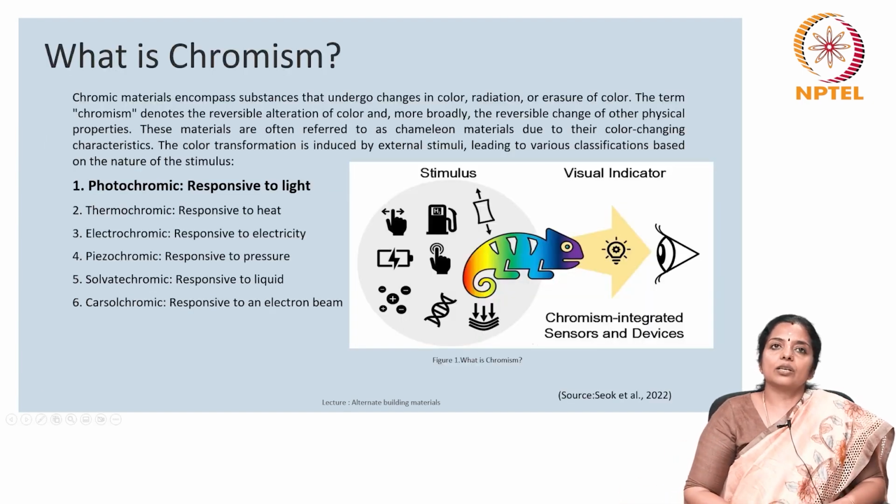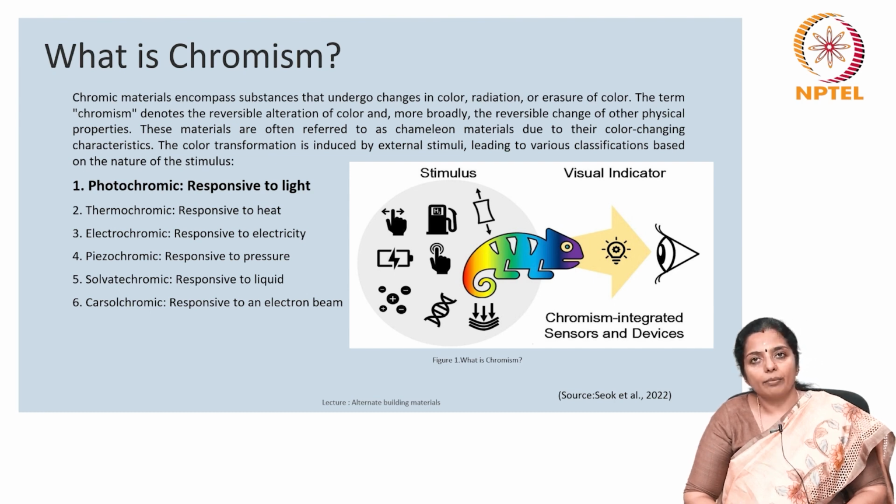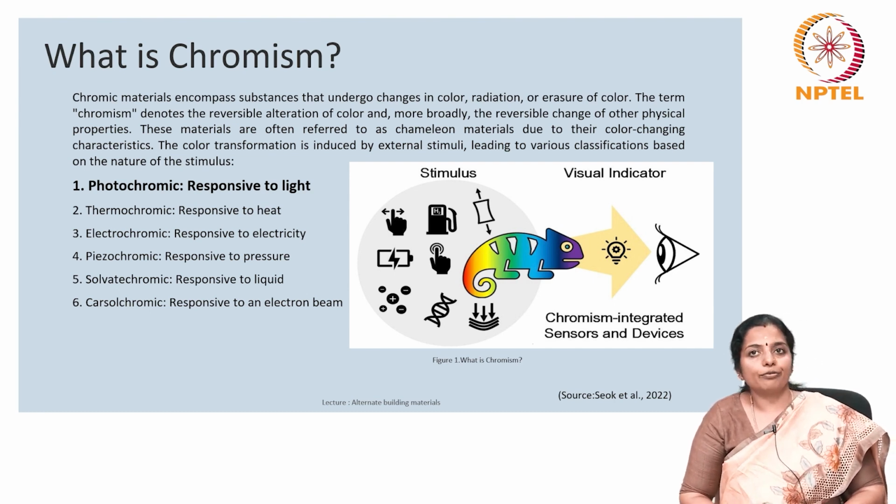So, what is chromism? Chromism involves materials that can change their color, radiation or even erase color, making them like chameleons in the material world. This reversible color change, or chromism, is triggered by external factors. Imagine them as chameleon materials that adapt to different stimuli.